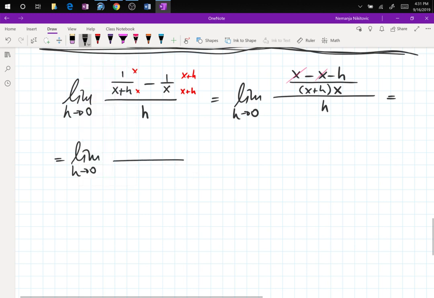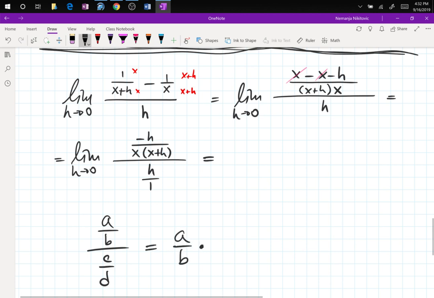So what I have is negative h divided by, you can put x in front, so x plus h, and then h, and I'm going to put over 1. It's easier to deal with the double fraction when you have fraction divided by fraction. There are a number of ways to deal with a double fraction. This is technically a over b over c over d. That is equal to a over b times d over c. So you can see that it's ad multiplied, and those are the two that are far apart.